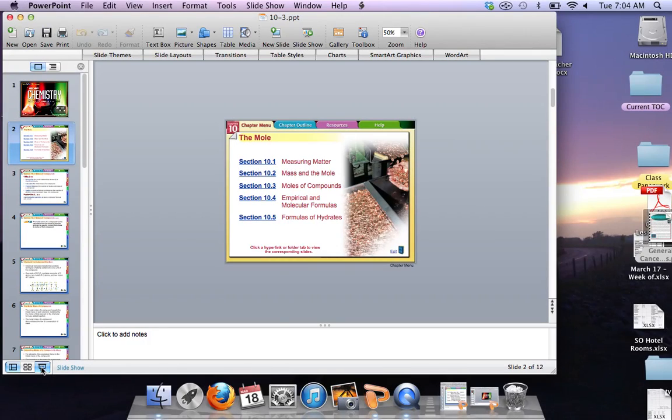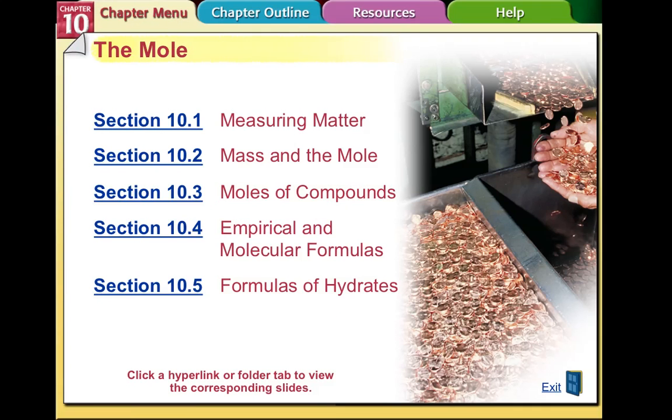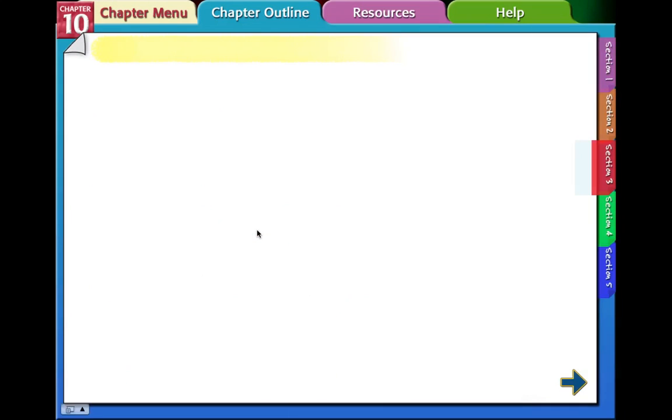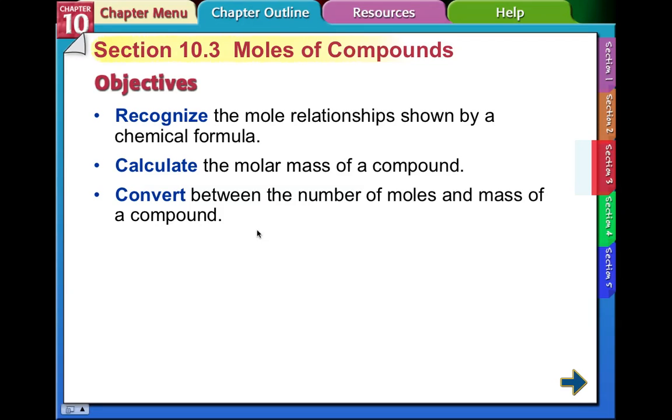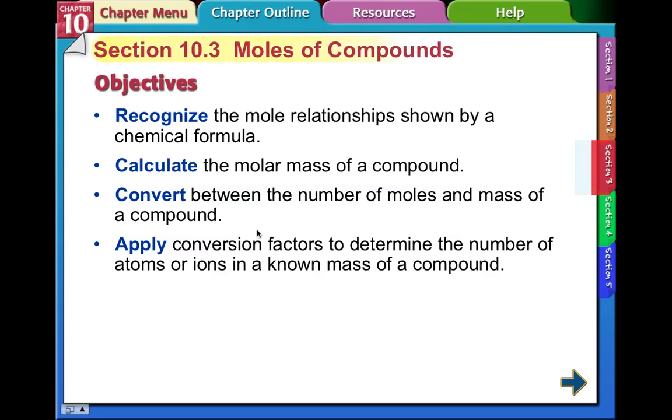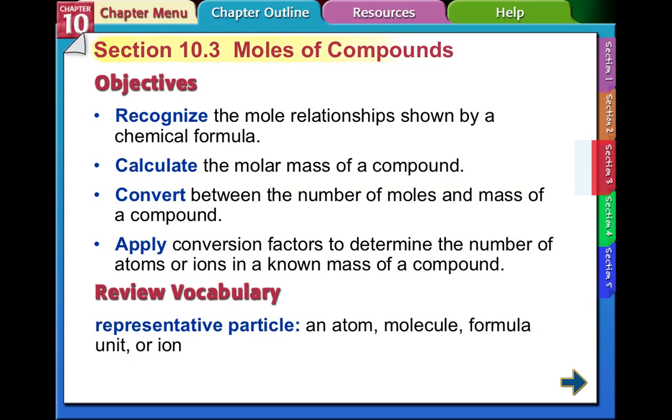Chapter 10, the mole, Section 3, moles of compounds. Objectives. Recognize the mole relationship shown by a chemical formula, calculate the molar mass of a compound, convert between the number of moles and the mass of a compound, apply conversion factors to determine the number of atoms or ions in a known mass of a compound.